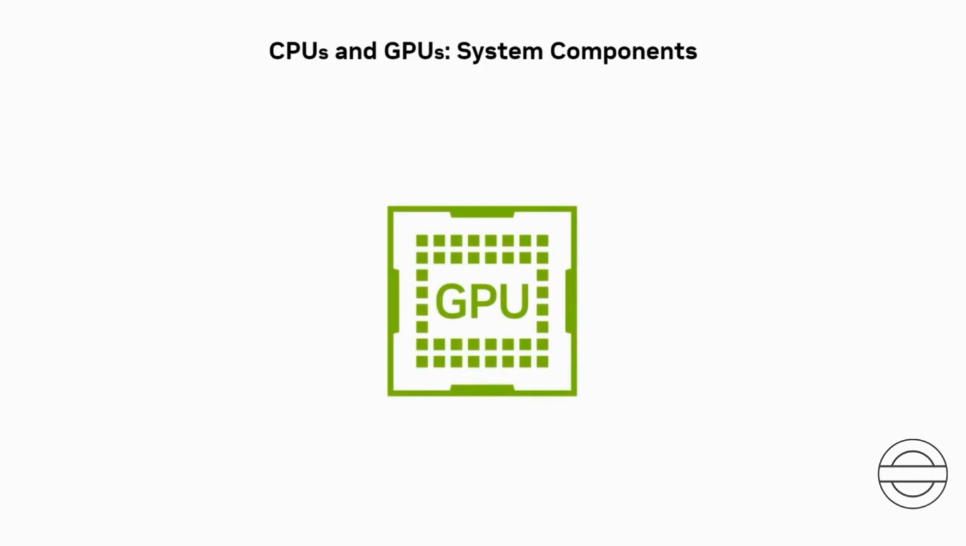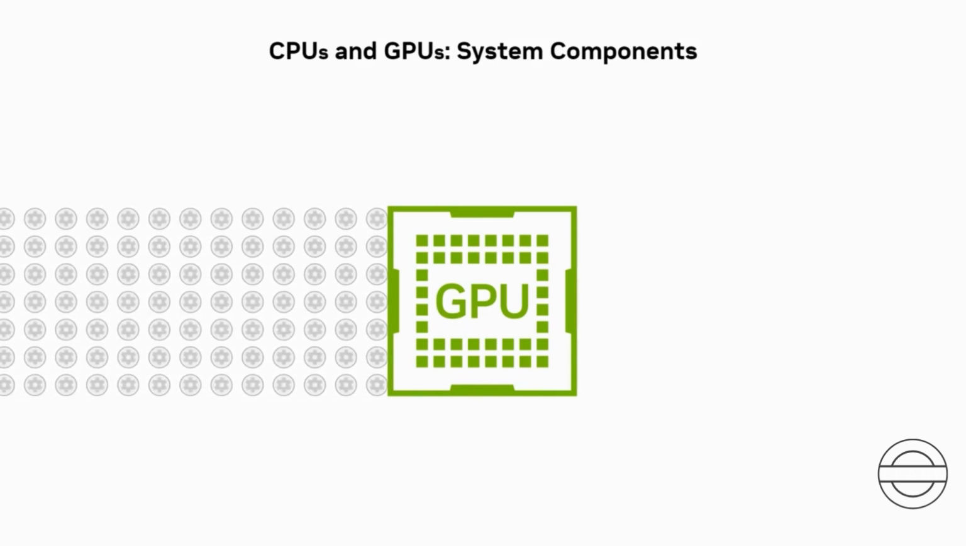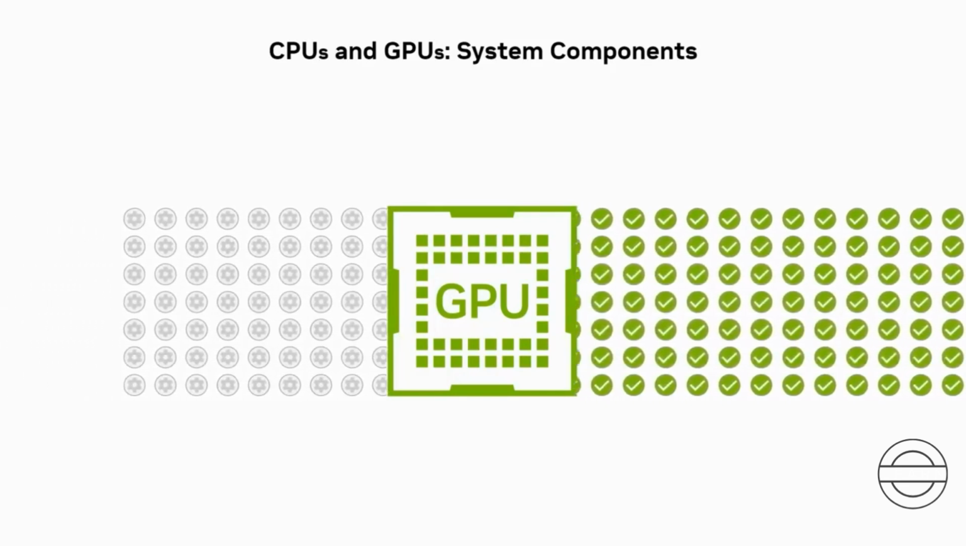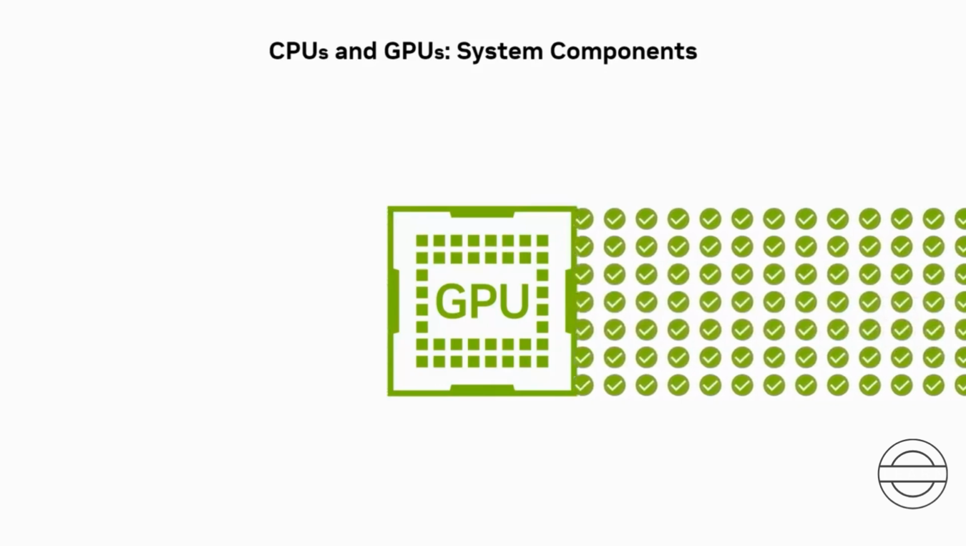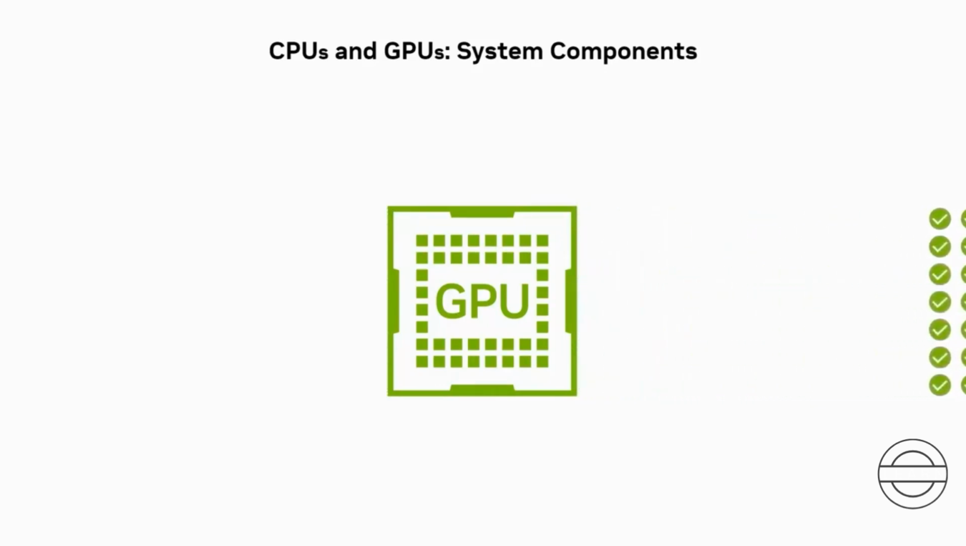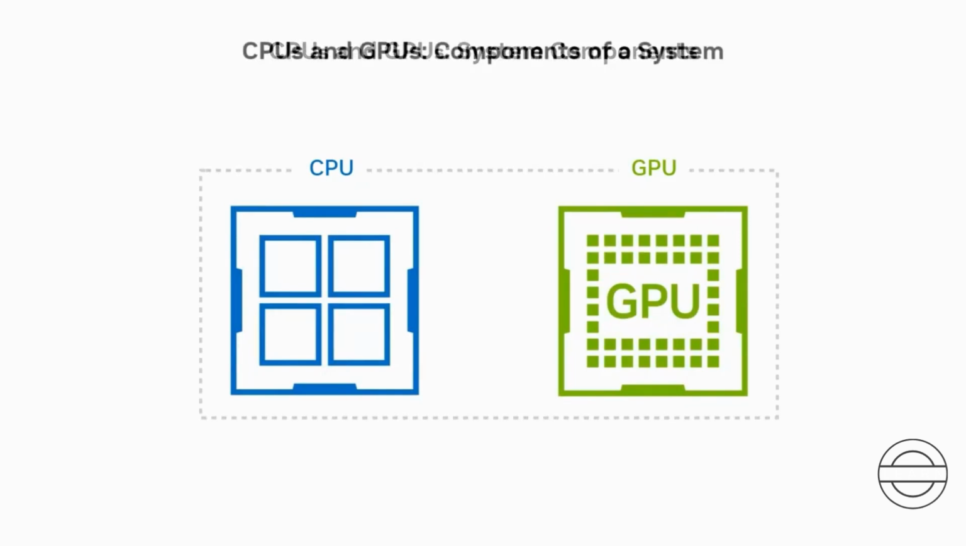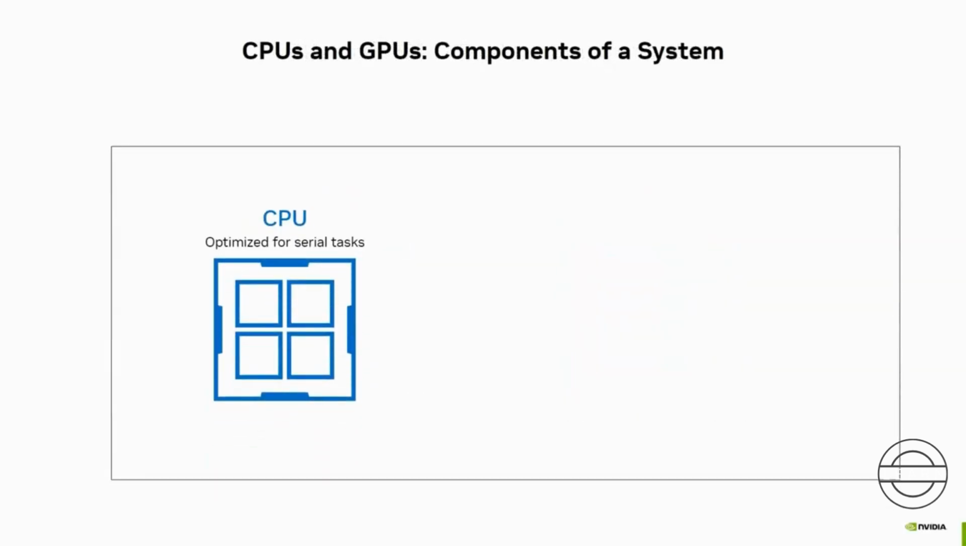GPUs are designed to execute simple instruction sets. Consequently, the number of cores that can be built in a comparatively similar silicon area is much larger than with the CPU. With relatively many more cores than a CPU, a GPU allows processing many simple instructions simultaneously. Both CPUs and GPUs are system components that work in tandem to process code and data. Let's look at some CPU characteristics.